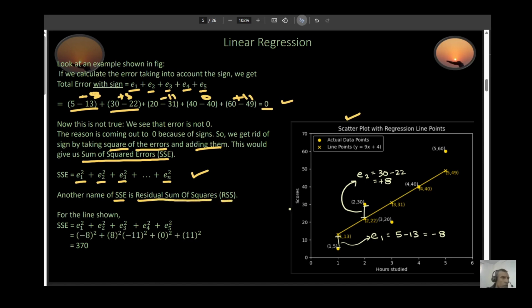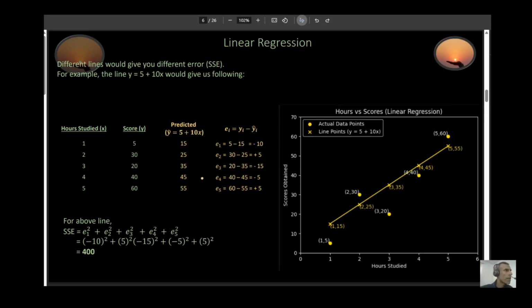So for the line shown over here, my RSS or my SSE is going to be equal to E1 square plus E2 square plus E3 square, E4 square, E5 square. You add them all together and your answer will come out to be 370, which is a finite number. Now different lines will give you different error. So let's look at this line right here, y equal to 5 plus 10x.